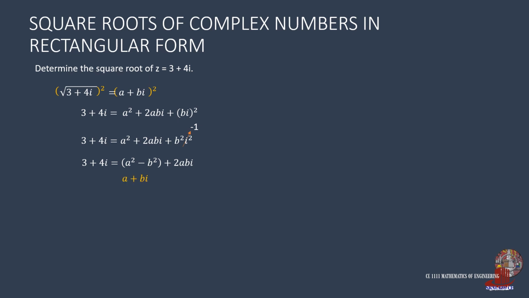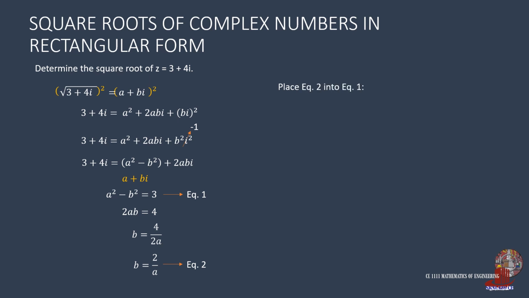Now interpret the equation by parts, where a squared minus b squared is equal to 3, and 2ab is 4, where b can be taken as 4 over 2a, or b is 2 over a. Consider the real numbers equation as equation 1, and b as the second equation.